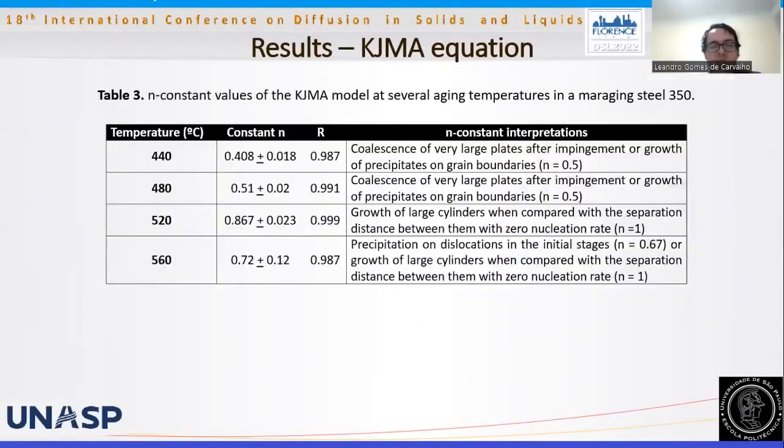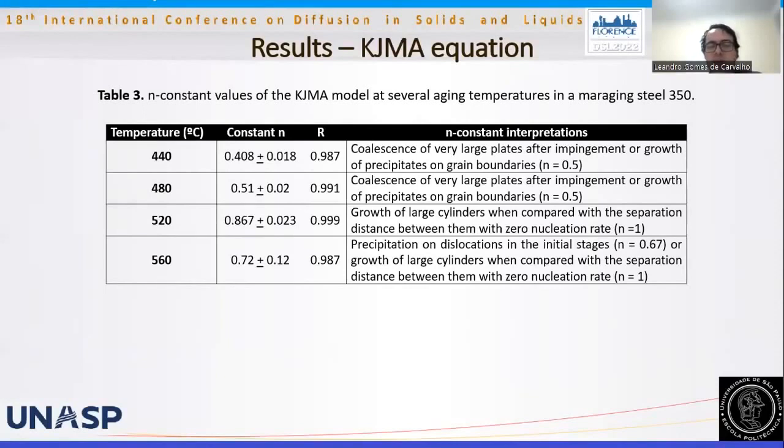Table 3 shows the values of the n constant of the KJMA model, with the interpretation of these constants based on previous works of Hughes, Padilha, Starink, and Christian. Table 3 shows that the values of the n constant of Avrami may change according to the aging temperature.